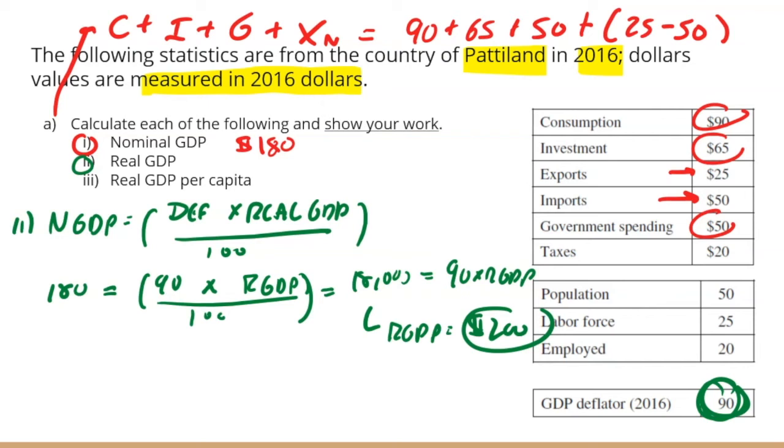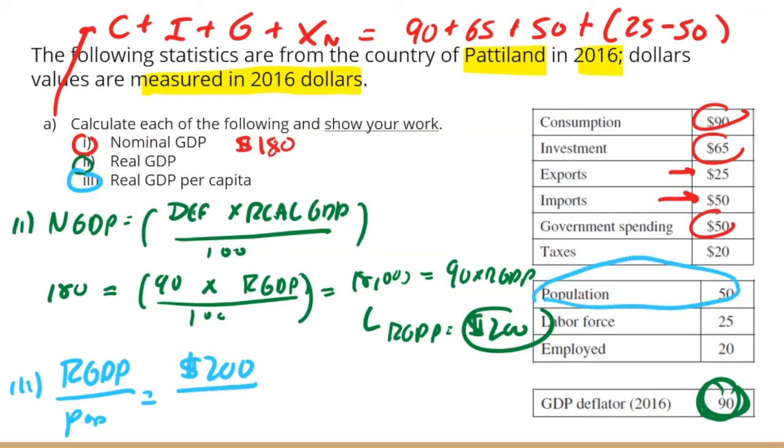The last part, our real GDP per capita. Remember, our real GDP per capita is just our real GDP divided by the population. So real GDP divided by population. Well, we know what our real GDP is. Our real GDP, we figured out in part 2, is $200. We also know what our population is because it tells us right here, our population is 50. So our real GDP per capita is $4.